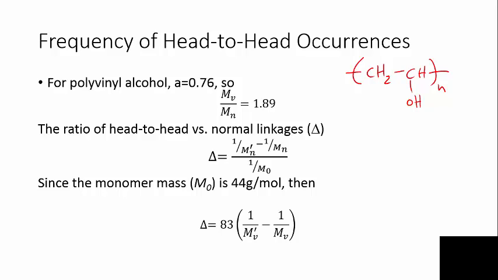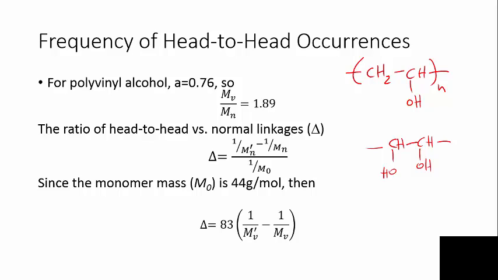This would be a normal orientation. But every now and then, the OH side of the vinyl alcohol will attach to another OH side, making a head-to-head linkage. And that's going to have slightly different properties than this polymer chain. So we want to know what's the frequency of the head-to-head occurrences. And we're going to use periodate to cleave that glycol linkage there.